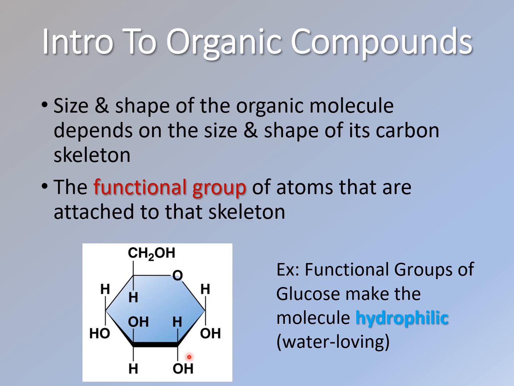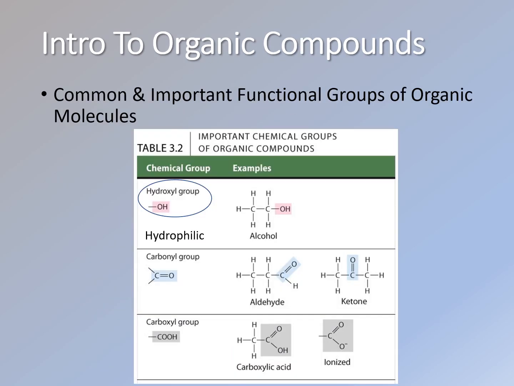The functional groups are what give the compound its specific specialties. Take glucose, for example. The functional groups on glucose make the molecule hydrophilic, meaning it loves water, or it dissolves in water. And we talked about water being a great solvent in our water lecture. So these functional groups are what give these different compounds their special functions, okay?